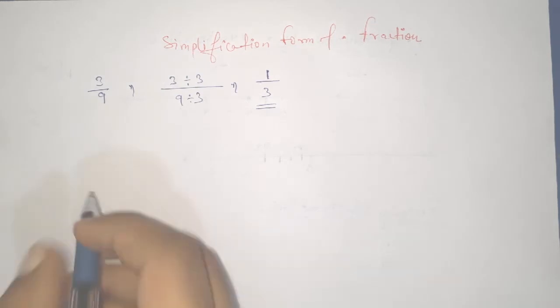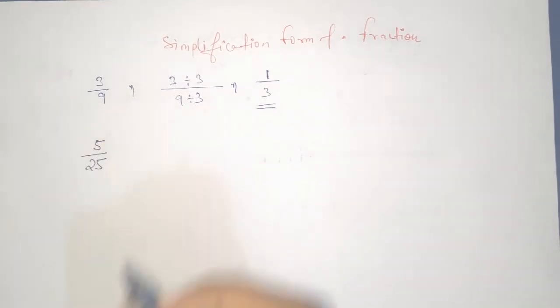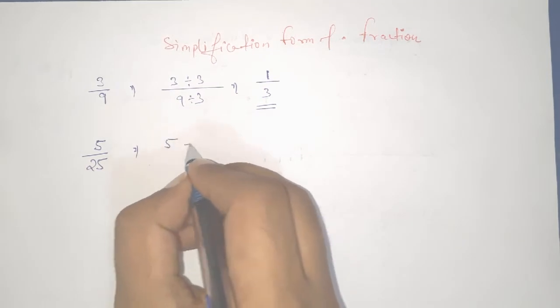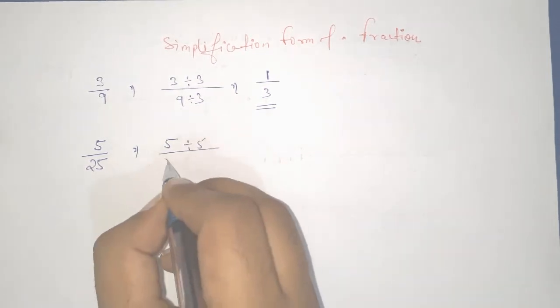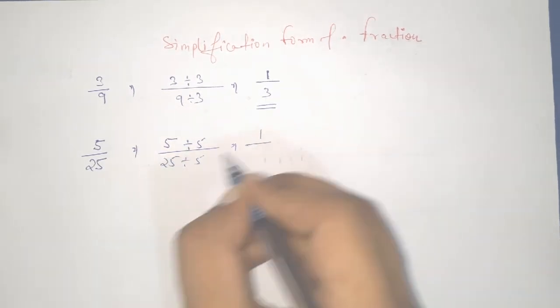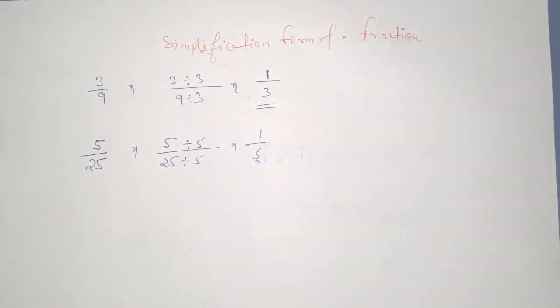For example, there is 5 by 25. If you find out the HCF of 5 and 25, that will be 5. So 5 divided by 5 is 1, and 25 divided by 5 is 5. So this is how, at first, you have to find out the HCF, and then you will find the answer of this simplified fraction.